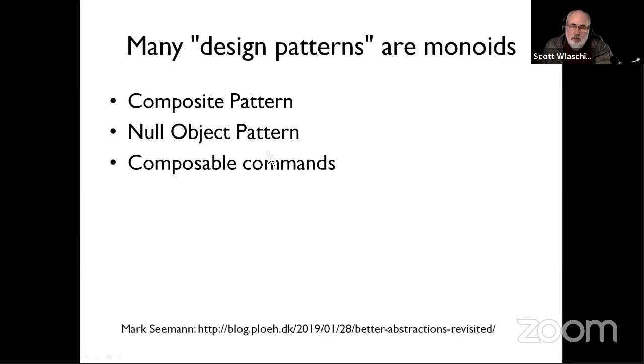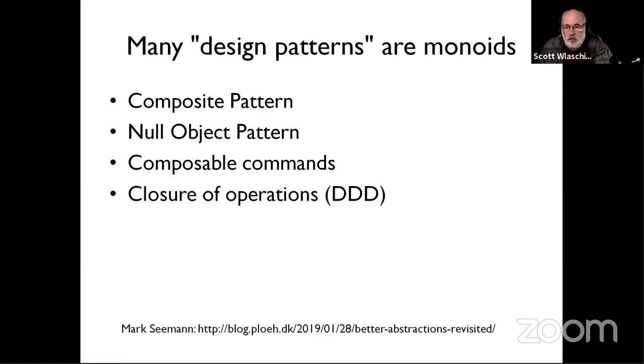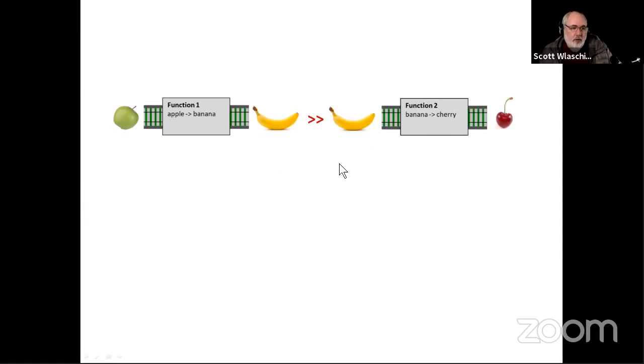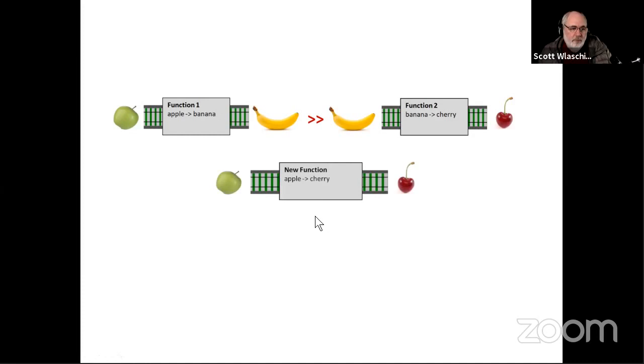Composable commands are an example of a monoid: you combine two commands to get a bigger command. And in domain-driven design, there's the idea of closure of operations, that when you combine two things, you get another thing of the same kind. That's a monoid. You start seeing these things everywhere once you get this in your head. Now let's look at function composition quickly. Function composition is combining two things to make a bigger thing, right? Is that a monoid? The answer is no, because it's not the same thing.